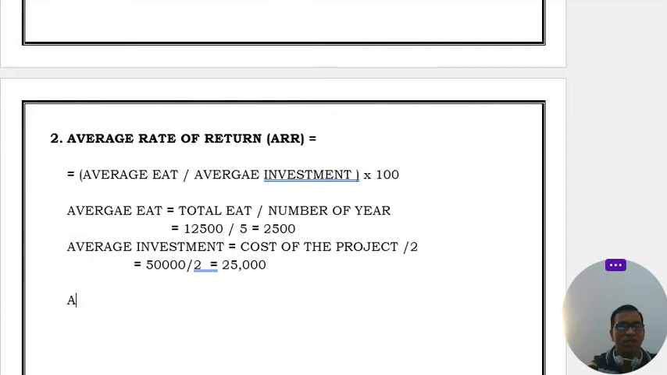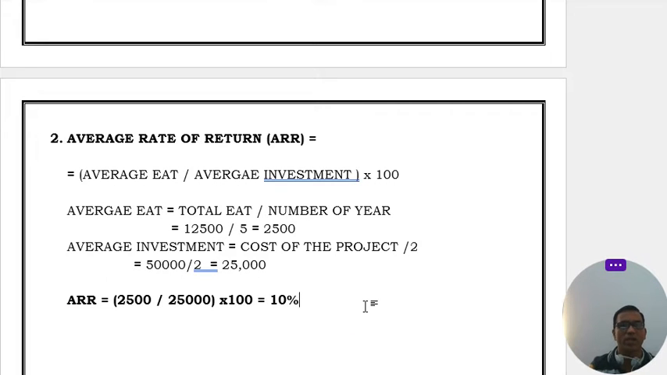So now ARR equals average EAT, that is 2,500, divided by average investment 25,000, multiplied by 100. 2,500 divided by 25,000 multiplied by 100 is 10%. So the average rate of return of the project is 10%.